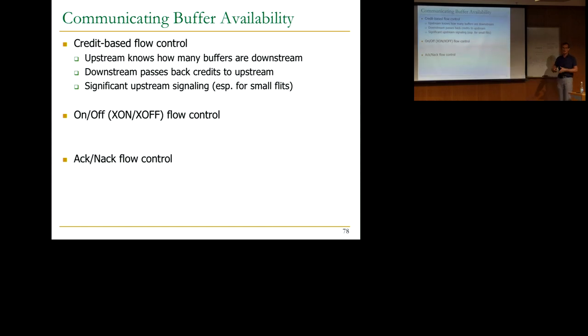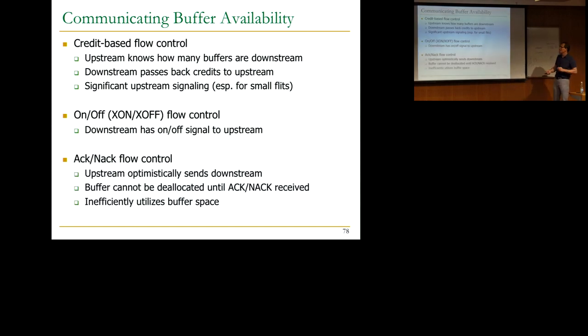It's not the only method, but this is the commonly used method. You can have on and off flow control. Basically, downstream has a single bit saying, you can send me or you cannot send me. Of course, if you have this sort of thing, now you need to be conservative because you need to ensure that the other router didn't start sending you the buffer, the thing that you cannot buffer, right? Which means that you need to have a lag over here, and that determines either your buffer size or how long before you send this message. Regardless, you have some underutilization of buffers because of the signaling.